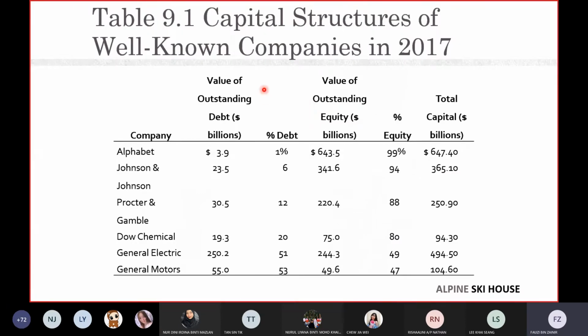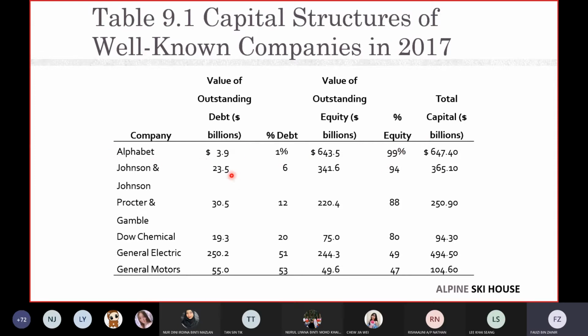If you were to look at these companies here in 2017, you get Alphabet. Basically, it's the mother company for Google. In terms of the debt, this is their capital structure. It mostly comprises debt and equity. Alphabet is Google, so they only have very small debt and they've got lots of equity. They are very cash rich, this company.